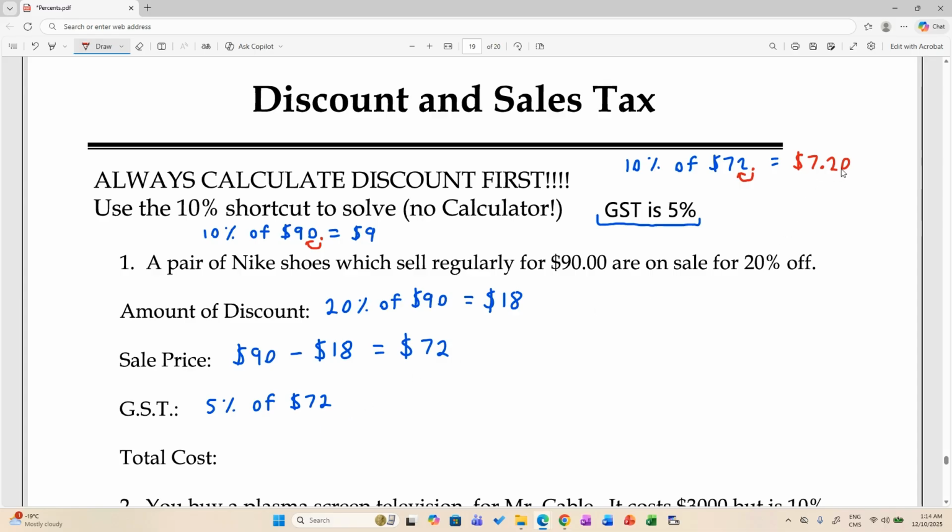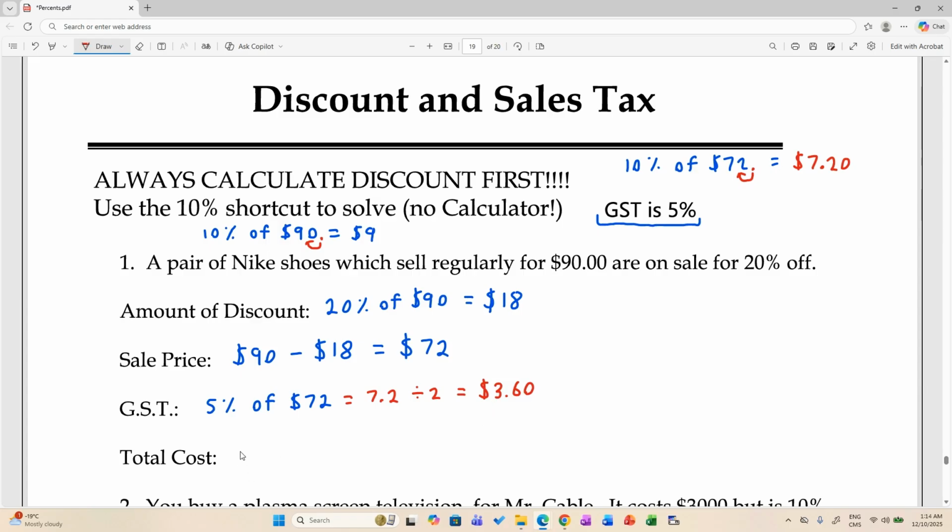Now, 5% is technically just half of $7.20, right? Because if 10% is $7.20, then 5% is half of $7.20. So I simply just take 7.2 and divide it by 2. And if I do so, I believe I'm going to get $3.60. Okay, great. So that means 5% of $72 is $3.60. So my GST is $3.60. So after I buy an item for $72, I have to pay an additional $3.60.